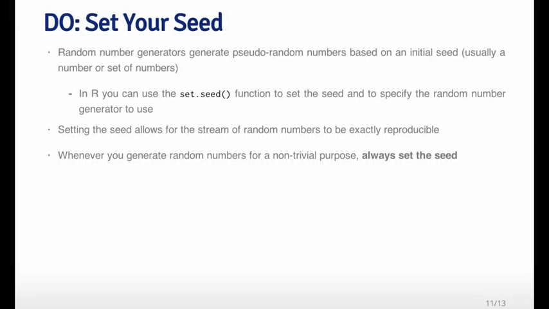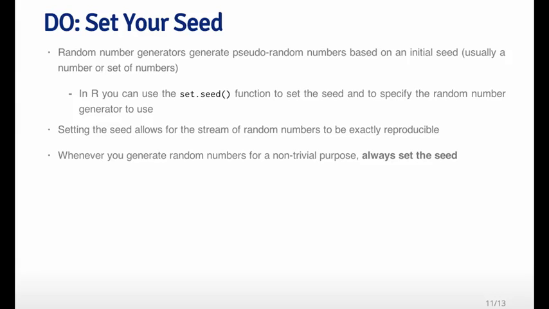This one is a very specific issue, but it's very important because it can lead to very non-reproducible results. If you ever generate random numbers, almost all random number generators will generate pseudorandom numbers based on something called a seed. The seed is usually a number or a set of numbers that initializes the random number generator, and then the random number generator goes in a sequence and generates random numbers based on the seed.